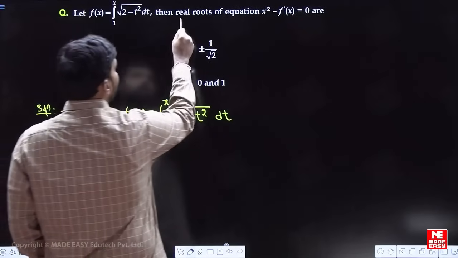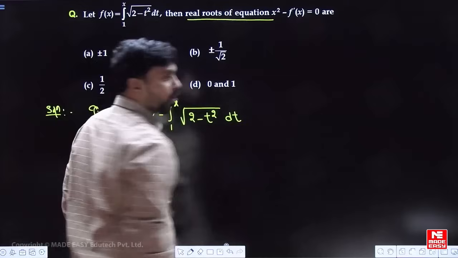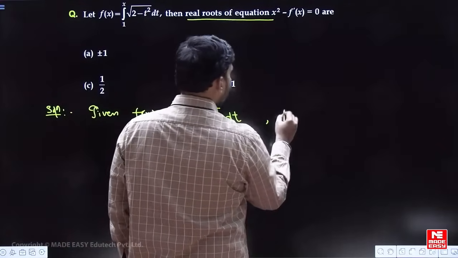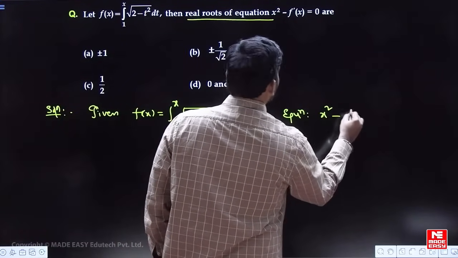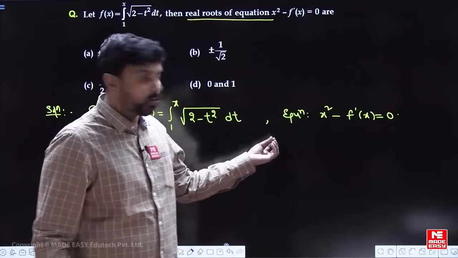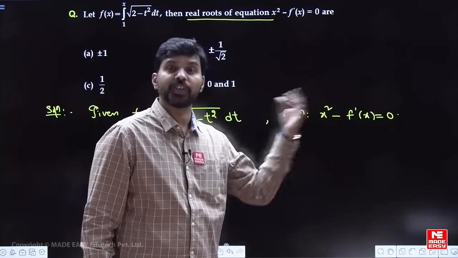he is asking then the real roots of this equation are what? The real roots of this equation. So what is this equation? The equation is x square minus f dash of x is equal to 0. So to know the roots of this equation, let us understand what f dash of x is first.